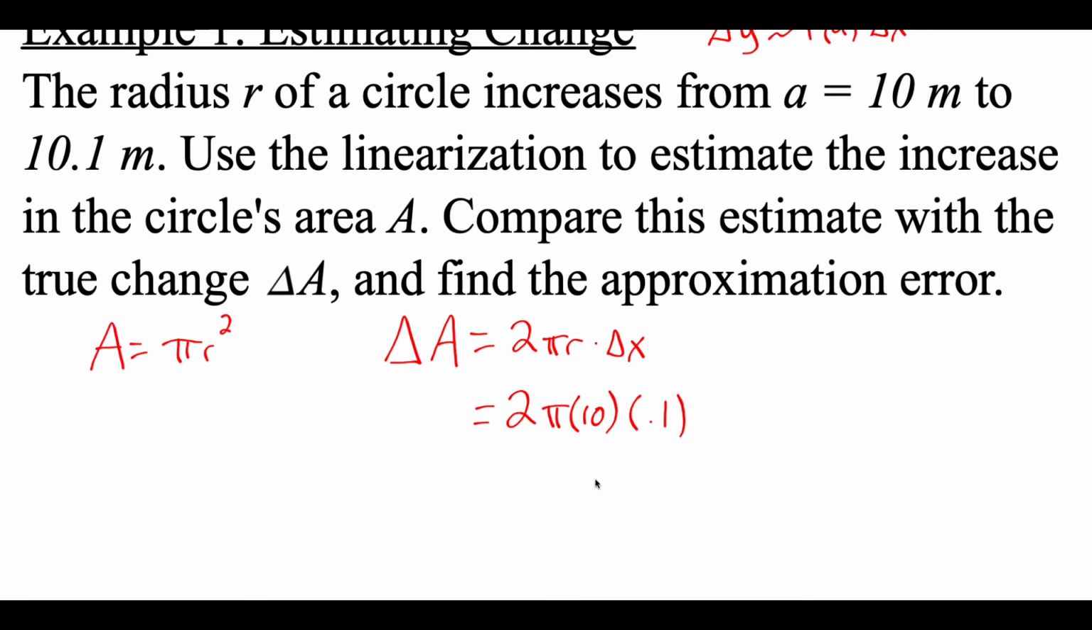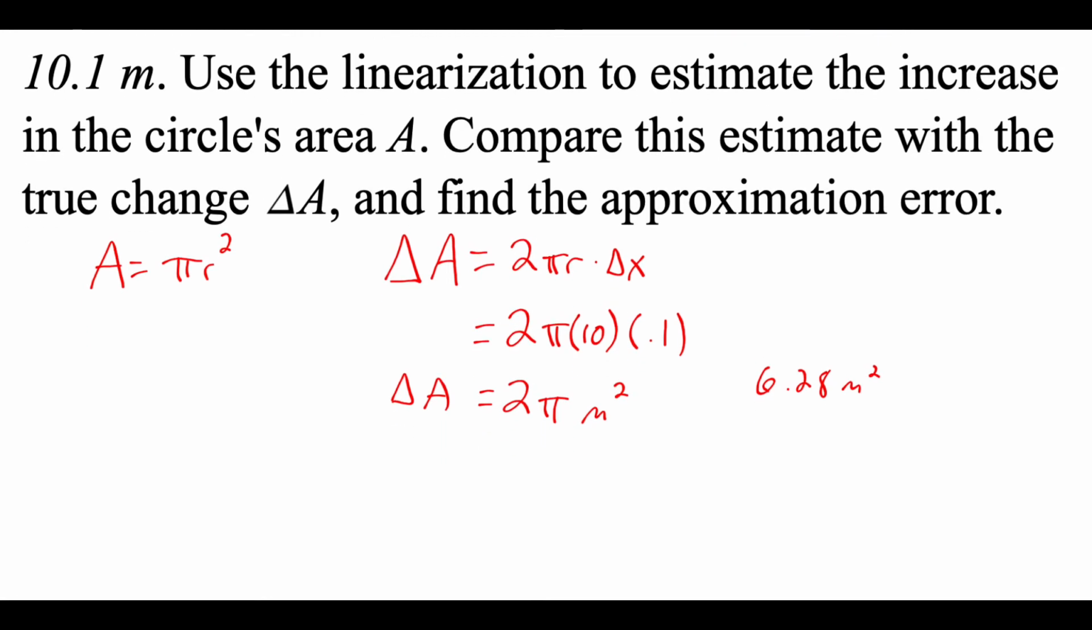Now, if we're looking at simplifying this down, 10 times 0.1 is really just 1, and if we multiply that by the 2 pi, then that's just going to be 2 pi. So we can approximate the change in the area to be about 2 pi meters squared, and 2 pi is 6.28, so we can say 6.28 meters squared as our approximate change in the area.